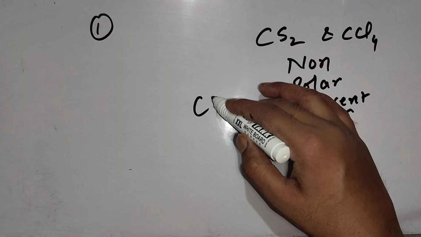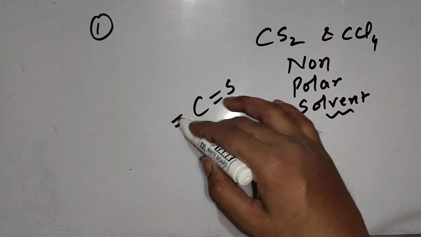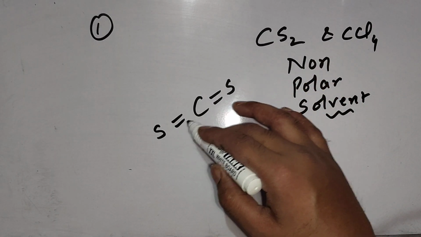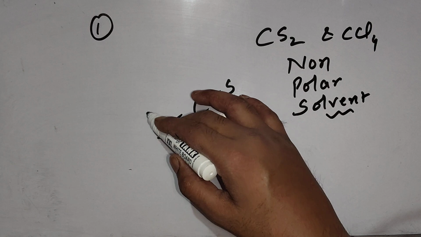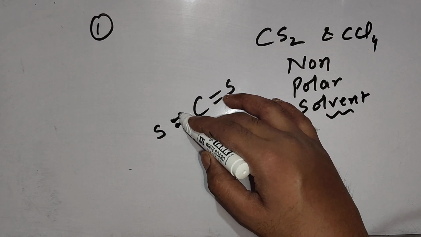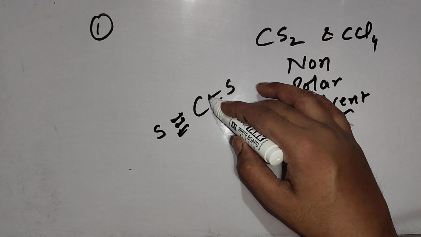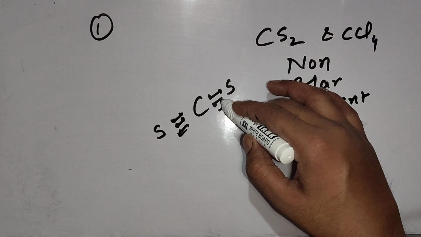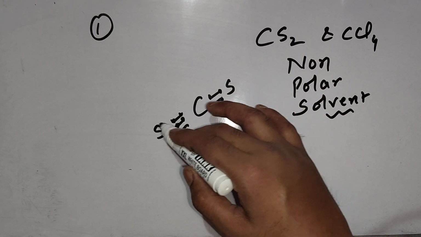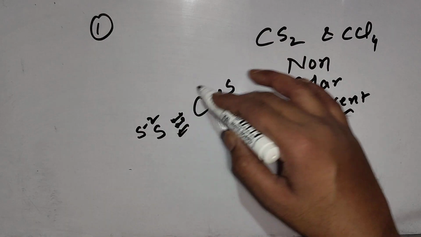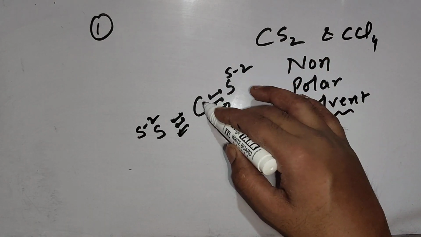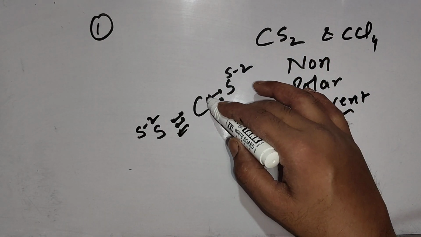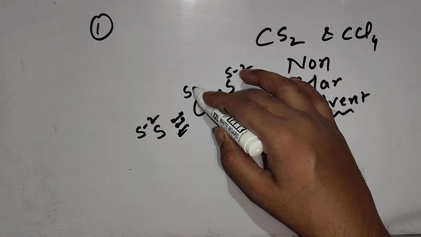First of all, take carbon disulfide, this is the bonding. Now sulfur is slightly more electronegative than carbon. So electrons shift toward the sulfur side because sulfur is getting 2 extra electrons. These 2 electrons are of carbon. So this sulfur should be -2. This sulfur should be -2. And this carbon, because it is losing 4 of its electrons, should be +4.